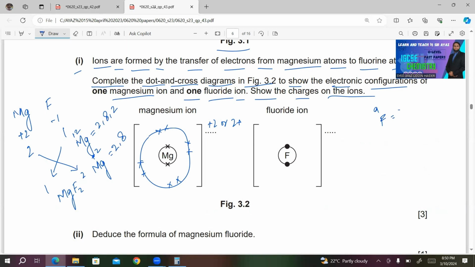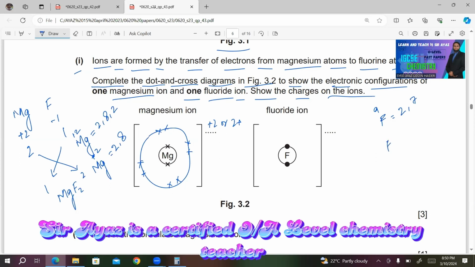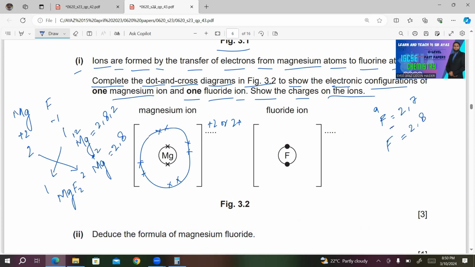Electronic configuration of fluorine is 2, 7. So after gaining 1 electron, it has 8 electrons now in the valence shell and it will acquire minus charge. So I'm going to show 8 electrons in its valence shell. 1 electron will be coming from magnesium atom.